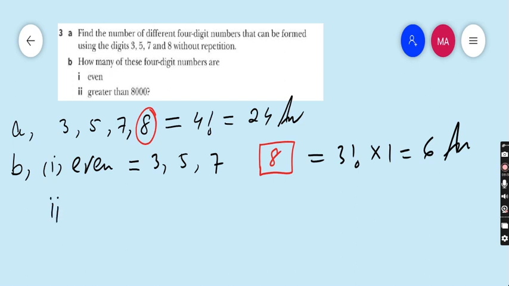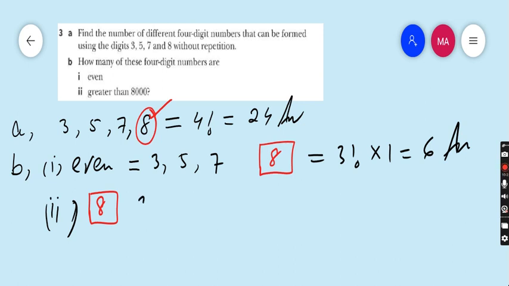Part 2. Greater than 8000. How can we make a number which is greater than 8000? We should fix this 8 in first position, because if we put 8 in first position and remaining 3 letters in any position, the number should be 8000, greater than 8000.